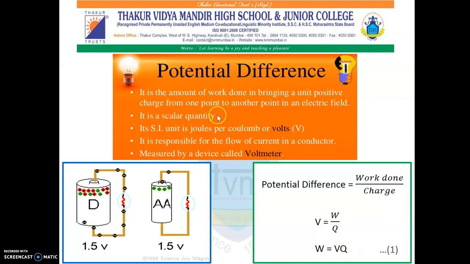Potential difference is a scalar quantity. The SI unit is joules per coulomb or volts. It is responsible for the flow of electric current in the conductor, and it is measured by a device called a voltmeter.